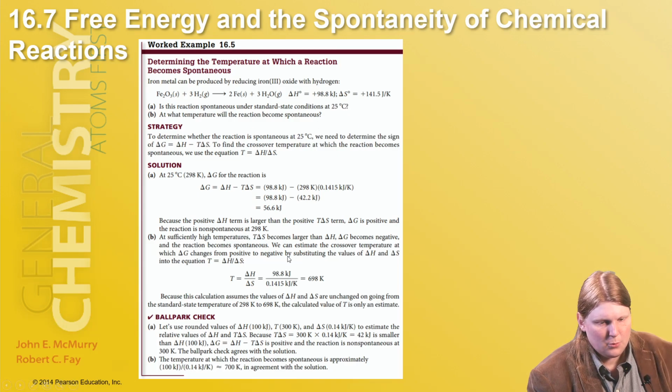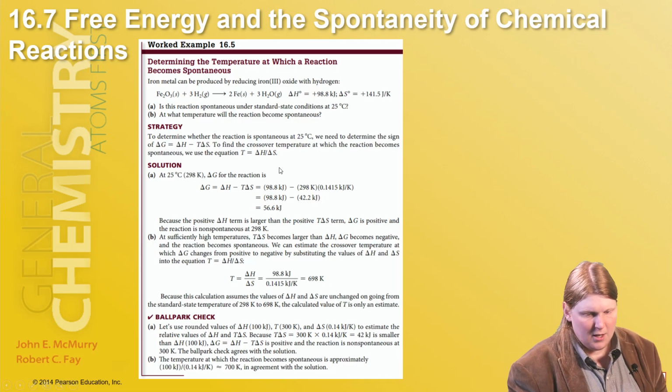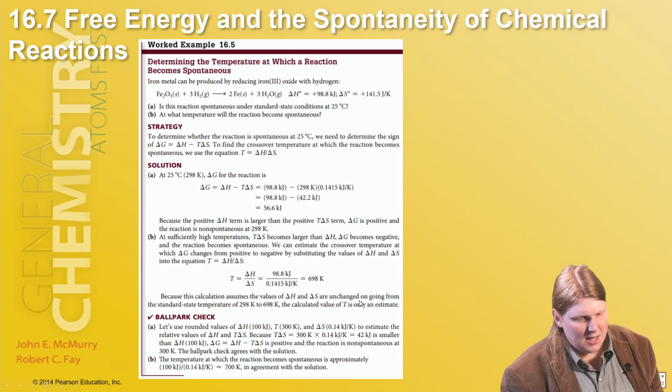They ask, at what temperature will it become spontaneous? They use their little equation here to estimate that, and they get 698 Kelvin. You could convert this to Celsius depending on what the problem is. Often in a problem like this, they'll want you to convert it to Celsius: subtract 273.15, remember, and you can get the Celsius temperature. Because of the standard state, these values are unchanged. This is an estimate, but that's really all you'll need for questions like this.